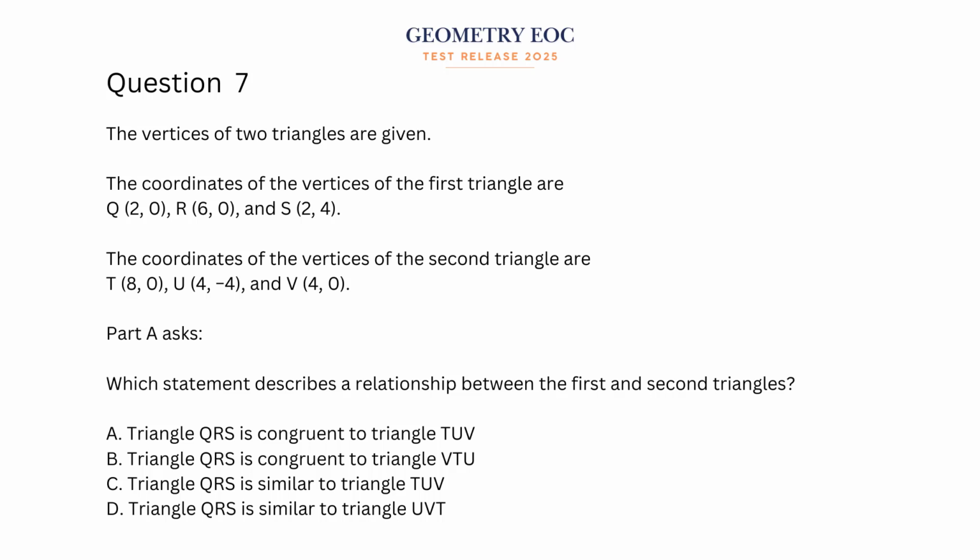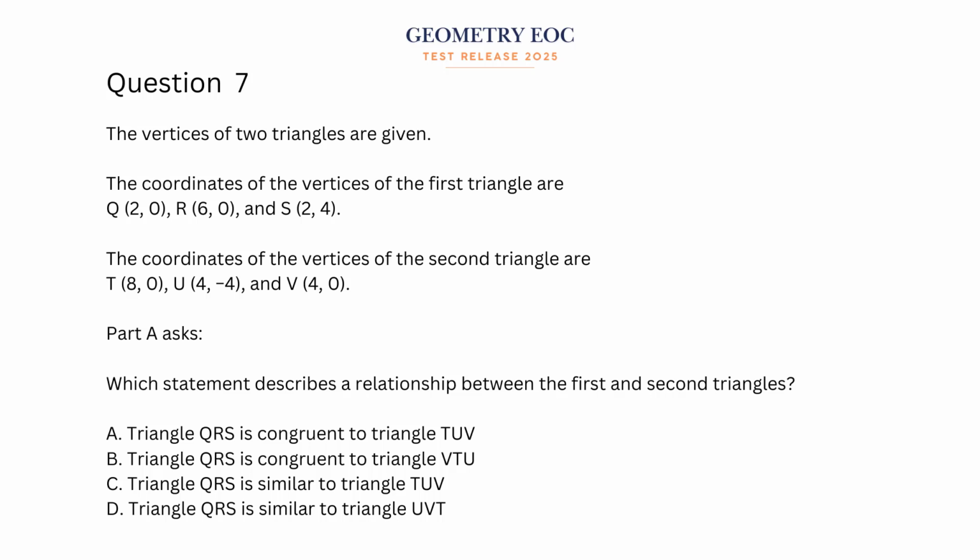Question 7 has two parts. The vertices of two triangles are given. The coordinates of the vertices of the first triangle are Q (2, 0), R (6, 0), and S (2, 4). The coordinates of the vertices of the second triangle are T (8, 0), U (4, -4), and V (4, 0). Part A. Which statement describes a relationship between the first and second triangles?